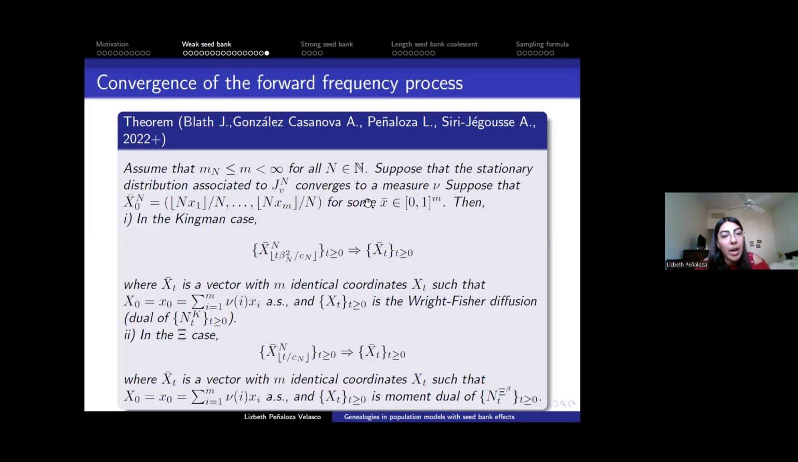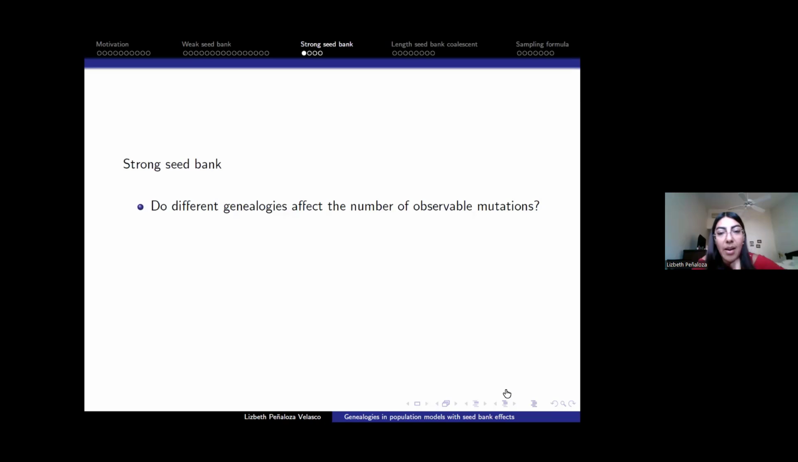And finally, we have this result that says that in the Kingman case, the forward frequency process converges to a vector where every coordinate of this vector is a Fisher diffusion. While in the case of the Beta coalescent, the forward frequency process converges to this vector, and this vector has m identical coordinates, and every coordinate is a moment dual with the block counting process corresponding to the Beta coalescent. So all of these are results in the sense of the weak seedbank model. And now I will present some results in the sense of a strong seedbank model.